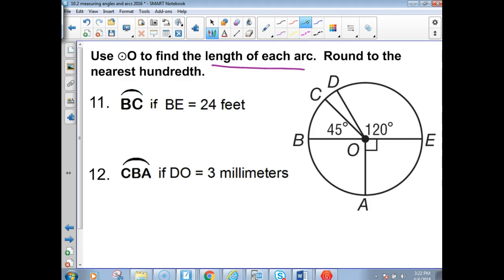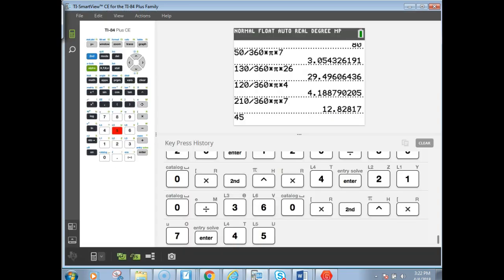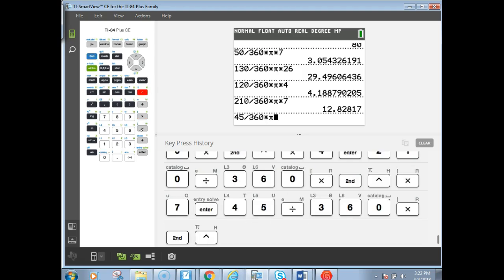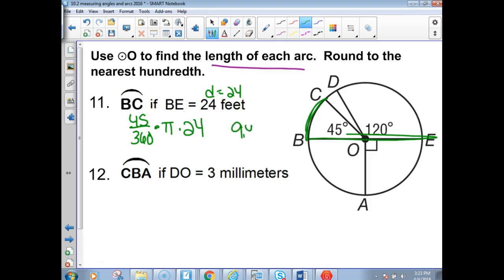I feel like I've done enough examples of this, but arc BC has an angle of 45 degrees out of 360 times pi. And then I check BE is a diameter. So the diameter is 24. We pop 24 into the formula. Okay, and I got 9.42. And that would be in feet. Did I round it wrong?